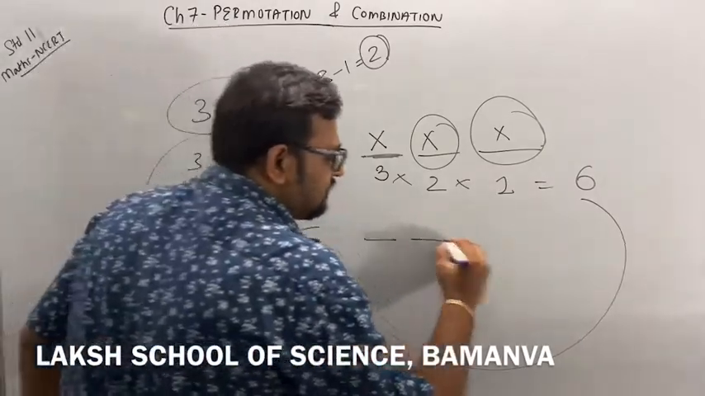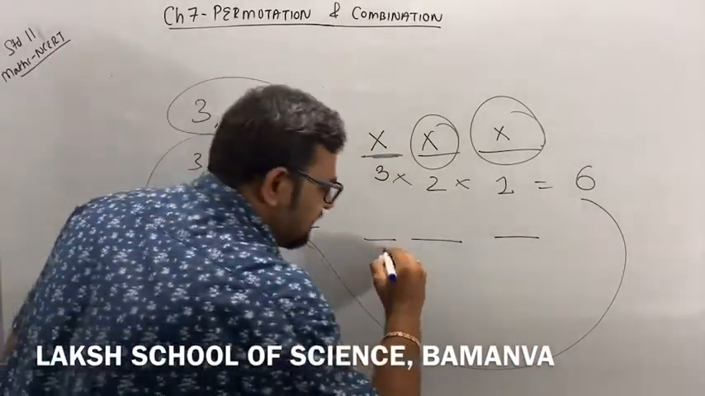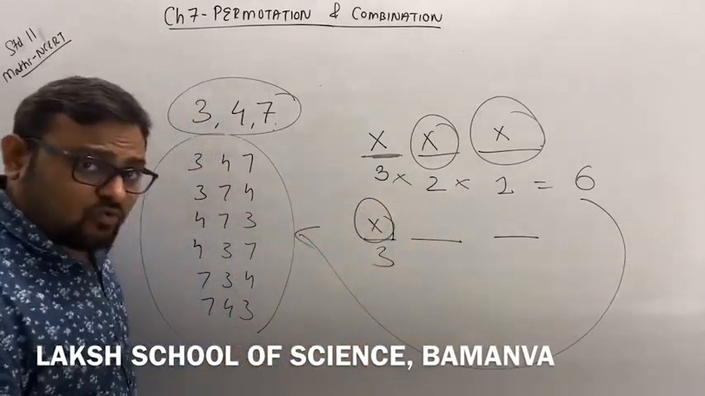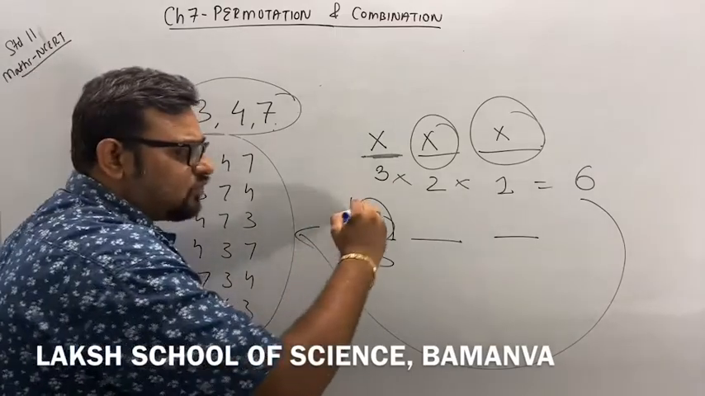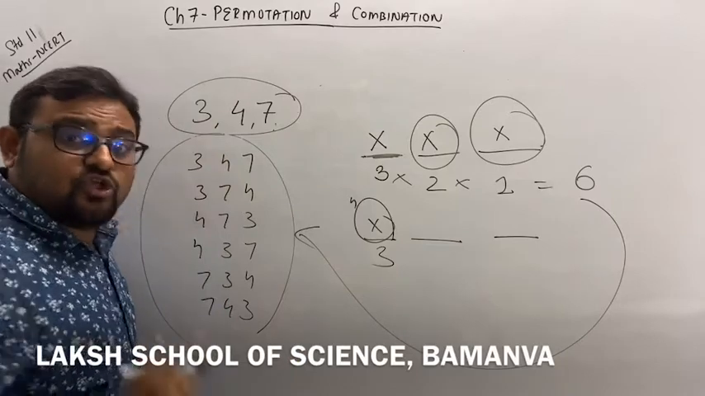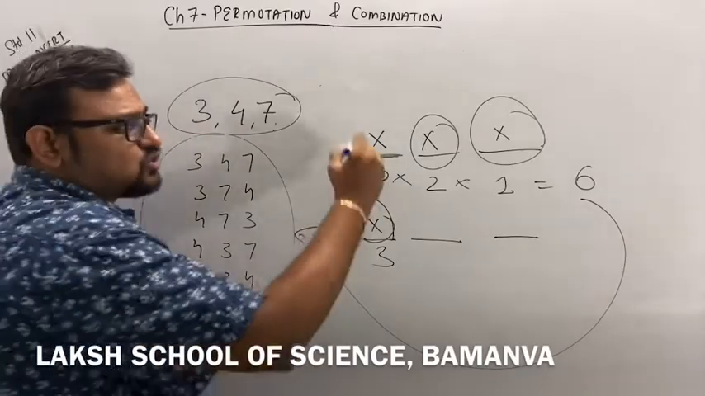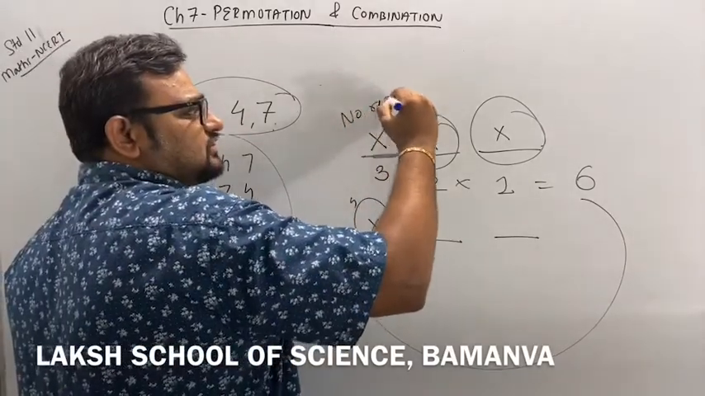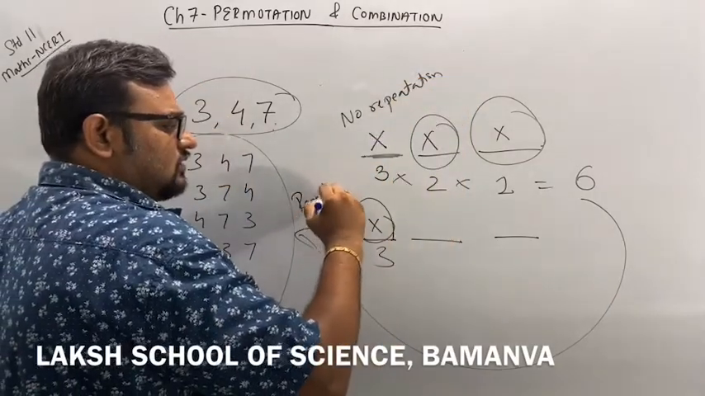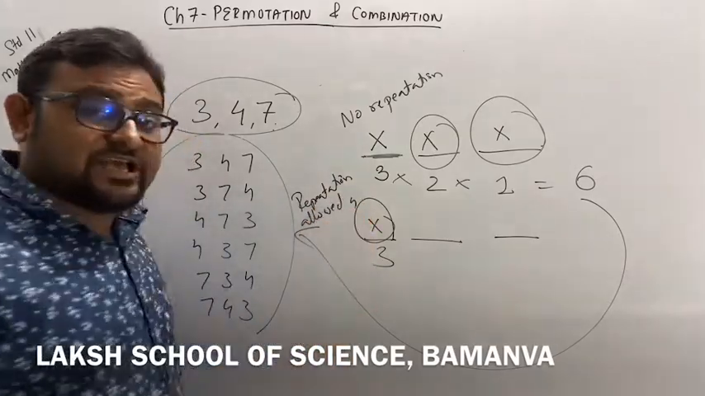Now, just imagine if the question says you can repeat the digit, repeat the number. Again, I'm having three places, one, two, three. How many possibilities? Three possibilities. I had placed one number. Now, let's say I have put here 4. So now how many possibilities? 3 and 7, only 2? No. You can repeat. I can also take 4 here. In this question, no repetition, and in this question, repetition allowed. Means here you can repeat.